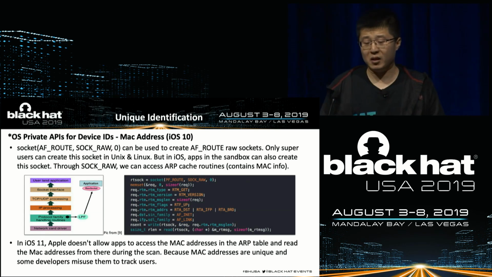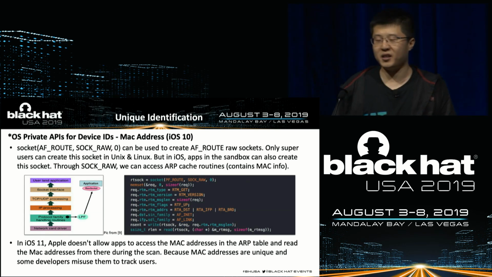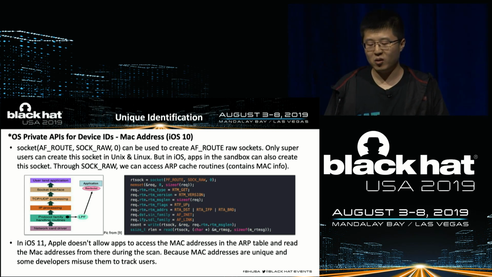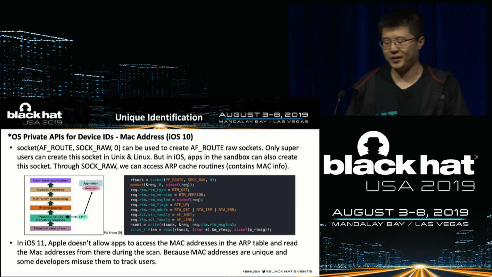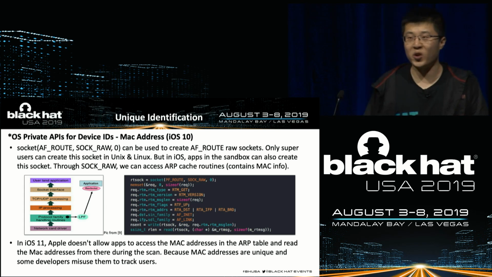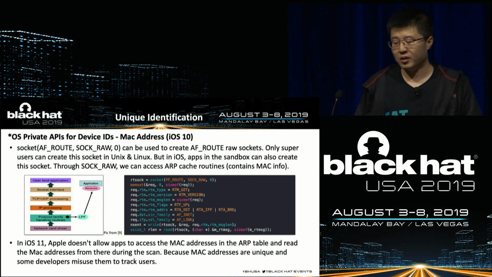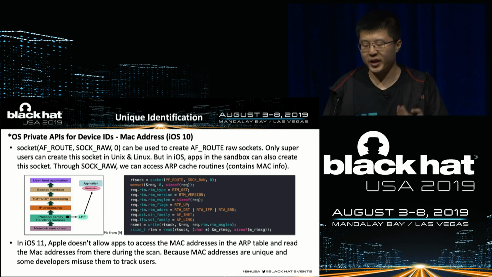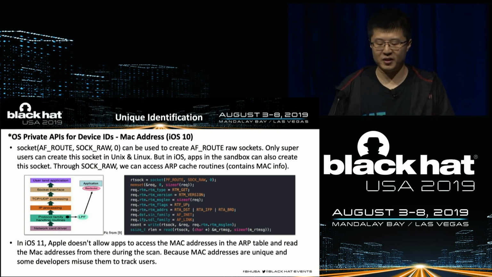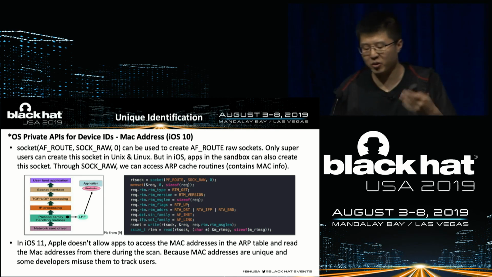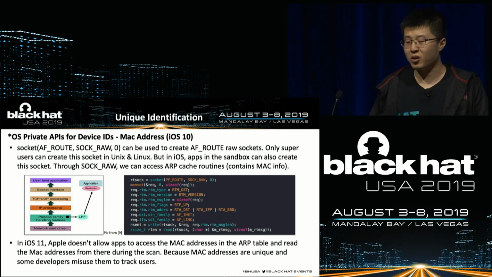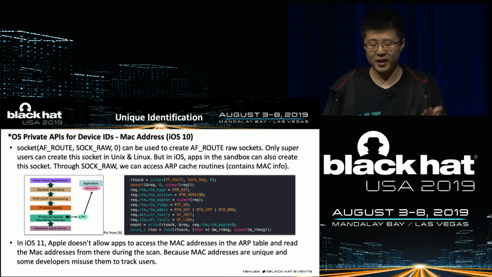But the iOS system may miss some side channel ways to get a MAC address. For example, the socket function with the AF_ROUTE and SOCK_RAW parameters can be used to create raw sockets. Only super users can create this socket in Unix and Linux. But in iOS, apps in the sandbox with mobile privilege can also create a raw socket. Through the raw socket, we can access the ARP cache routines, which contain MAC information.